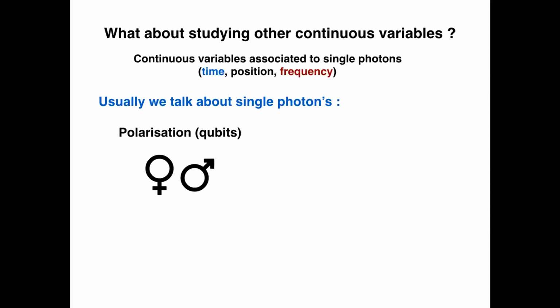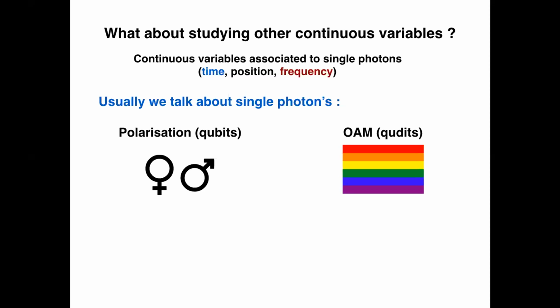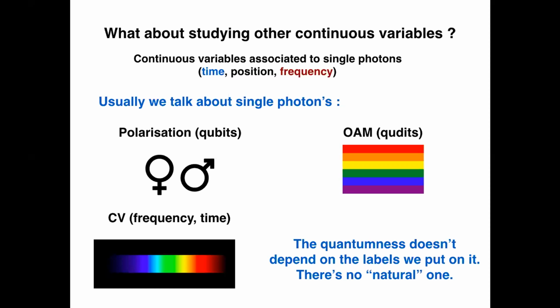Usually when we think about using single photons for quantum information tasks, we think about qubits that can be encoded in the polarization of photons, which are binary variables. Also, there are some applications involving qubits that can be encoded, for instance, using the orbital angular momentum of photons. But here, what we're doing is something else. We'd like to use continuous degrees of freedom of a single photon.